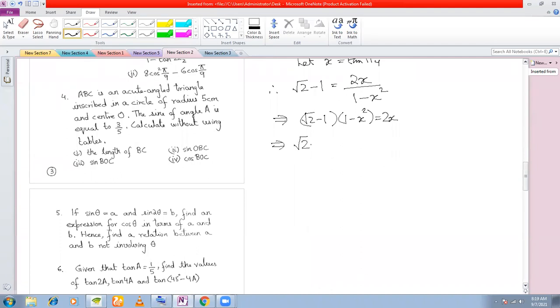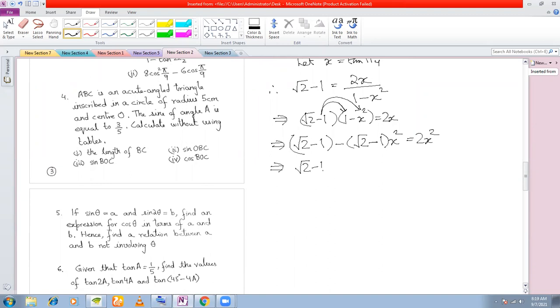So you get root 2 minus 1. This root 2 minus 1 you multiply with 1, you get root 2 minus 1. And this root 2 minus 1 you multiply with x square, you will get minus root 2 minus 1 into x square is equal to 2x.